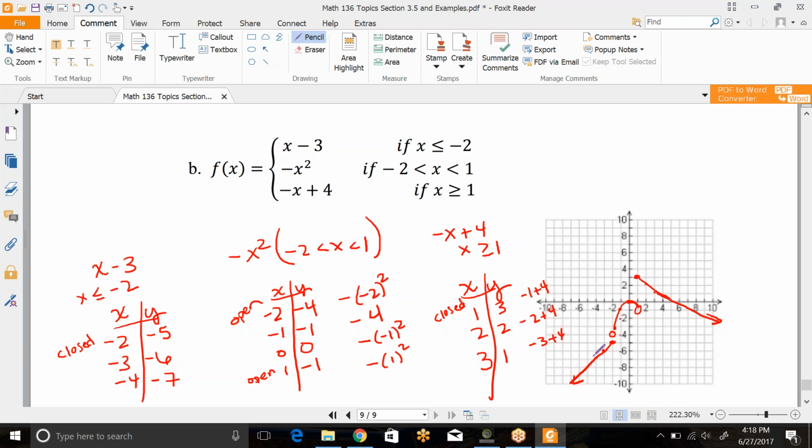So this one had a positive slope because it was 1 over 1. This is an upside down parabola, and then a negative slope right here. You do not graph anything that is outside of the boundaries for each piece. So notice that these are just pieces of parabolas and pieces of lines. That is why they are called piecewise functions.